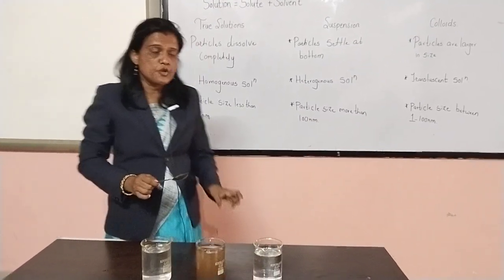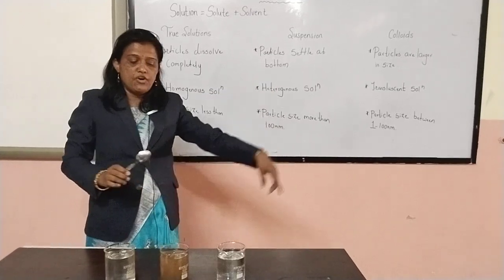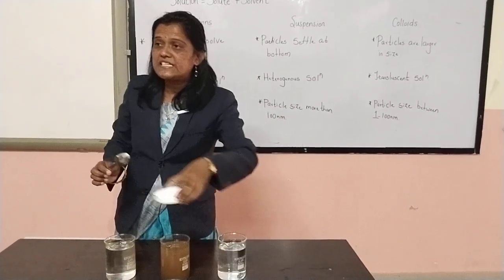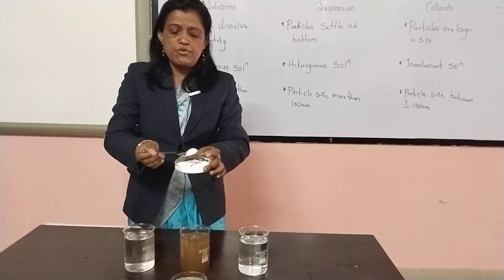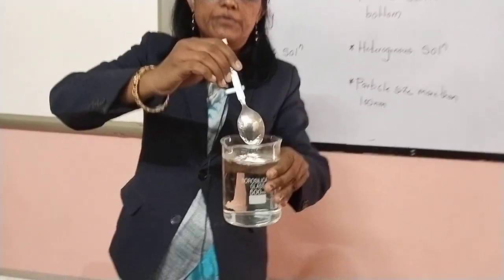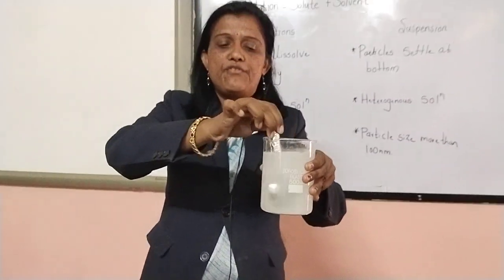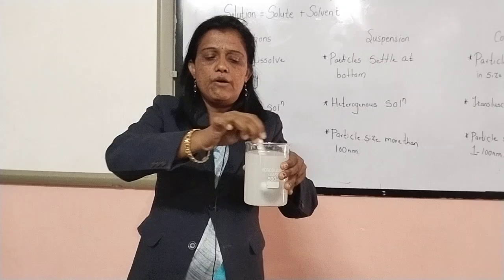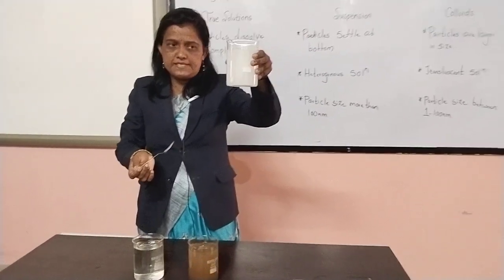The third type of solution that we are going to prepare is a colloidal solution. For the colloidal solution, I have taken a starch powder over here, as you can see. So I will take a spoonful of starch and just dissolve it in the water, and I will stir it. But it doesn't dissolve, it forms a milky liquid. As you can see here, this is a translucent substance.